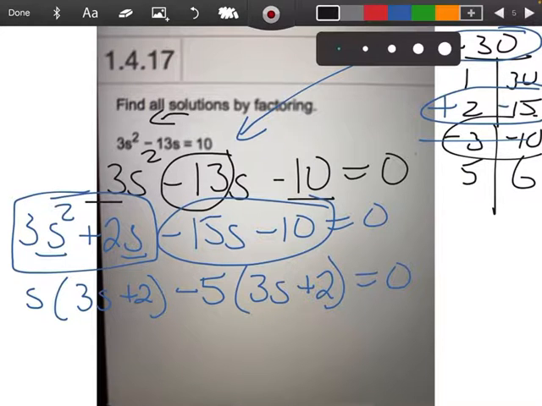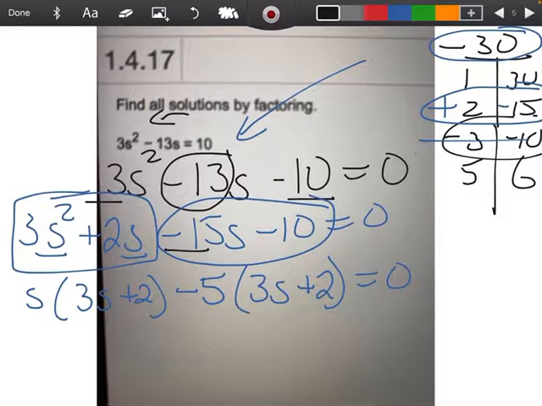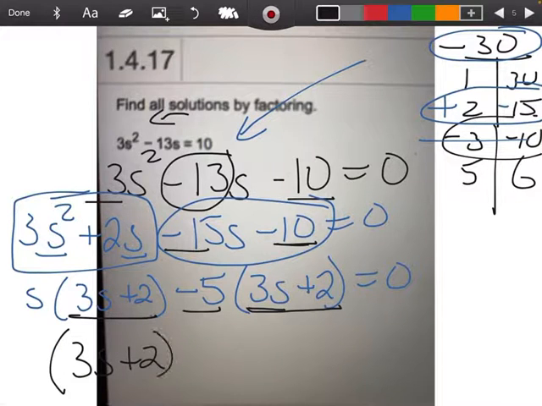Just to give you an idea of what I'm doing here, I'm dividing these numbers by negative 5. So negative 15 divided by negative 5 is a positive 3, and negative 10 divided by negative 5 is a positive 2. The way I know I did this right is if this piece and this piece match up, then we're on the right track. So now I have 3s plus 2 times s minus 5 equal to 0.